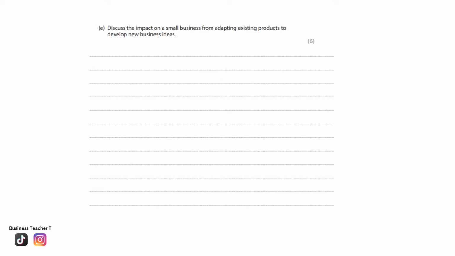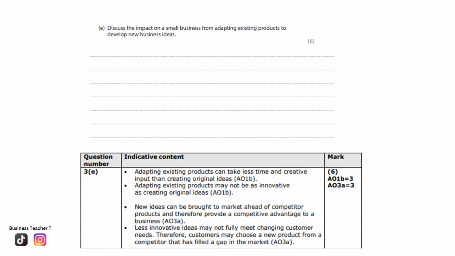A 6-mark question. Discuss the impact on a small business from adapting existing products to develop new business ideas. Now, if you do need tips on how to answer a 6-mark discuss question, again, do check the link in the description box. There's tips and an example too. Let's take a look at a possible answer to this question.